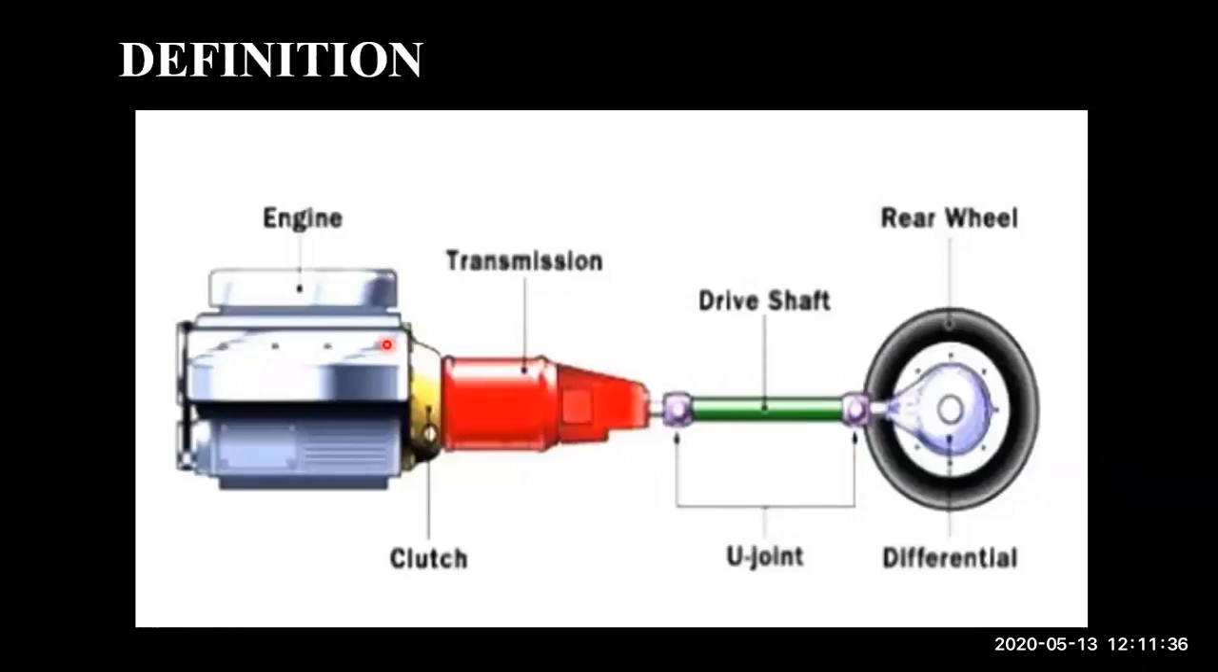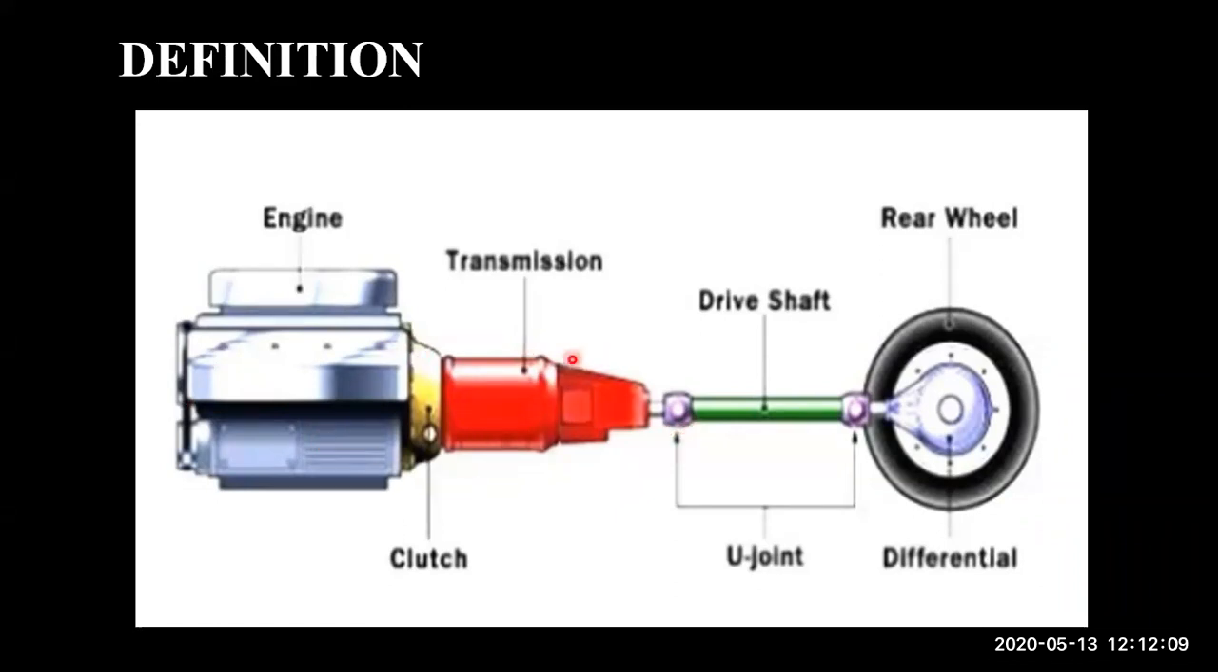If you want to define a clutch, define it as a mechanical device used to connect or disconnect the source of power from the remaining parts of the power transmission system at the will of the operator. That's how you define it. So you connect or disconnect from the remaining parts of the power transmission. You can see the engines are constantly running. You can't connect the drive shaft directly to the engine. You cannot connect it directly.